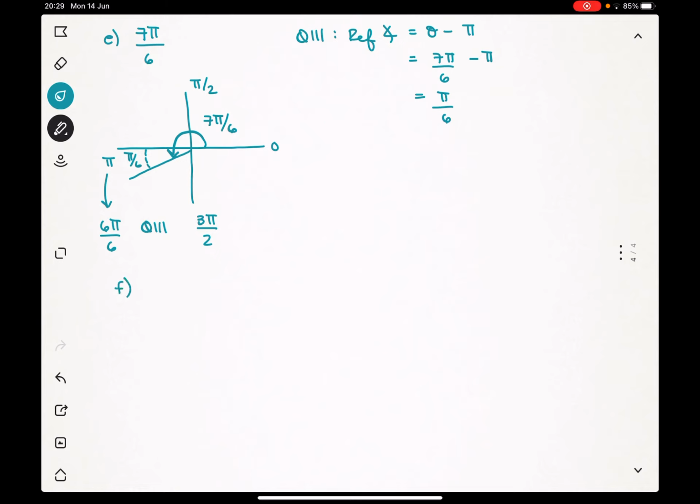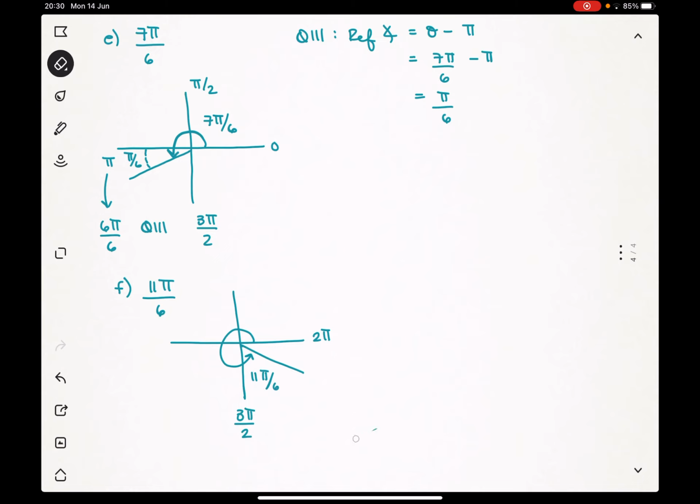Now, for the other one, I have 11 pi over 6. So 11 pi over 6 is in quadrant 4, right? So it's going to be here, 11 pi over 6. This is 2 pi. This is 3 pi over 2. And it's going to be there because 2 pi is also 12 pi over 6. It's exactly the same, right?